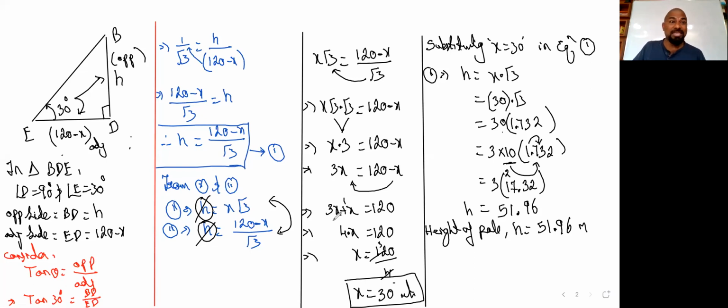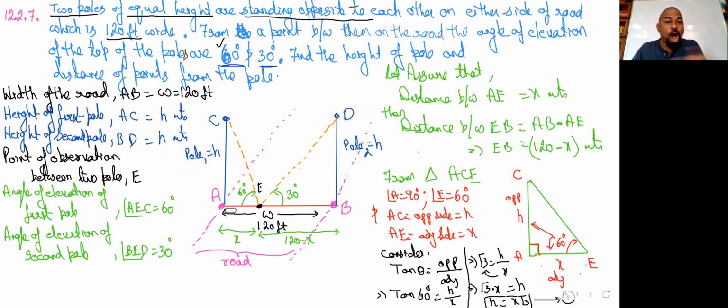But he's not only asking the height of the pole, he is also asking about the point E which we took. Let us go to the question there. How far is the point E from the two poles? Just now, what X value did we get? X value is nothing but 30 meters. Then the point E is 30 meters away from the first pole. And the point E is 120 minus 30 meters away from the second pole. 120 minus 30 is nothing but 90 meters.